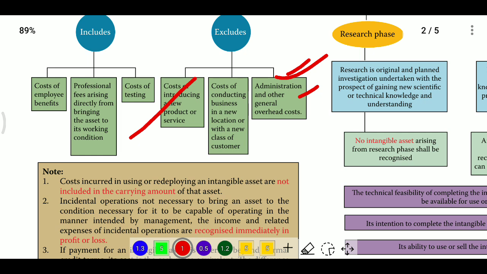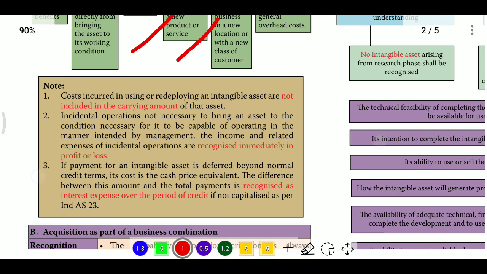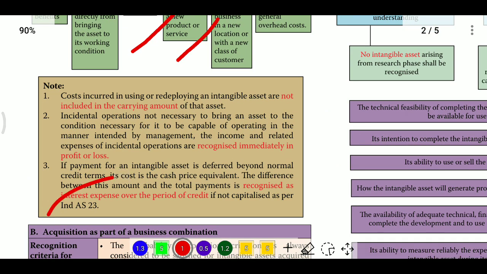And if we have some cash discounts or early settlement discounts, or internally generated interest on a loan taken for purchase or internally generated intangible assets, unless it is allowed in AS 23, only then will we provide for it. Interest expenses, research phase expenses, whatever expenses we need to exclude from the intangible assets.